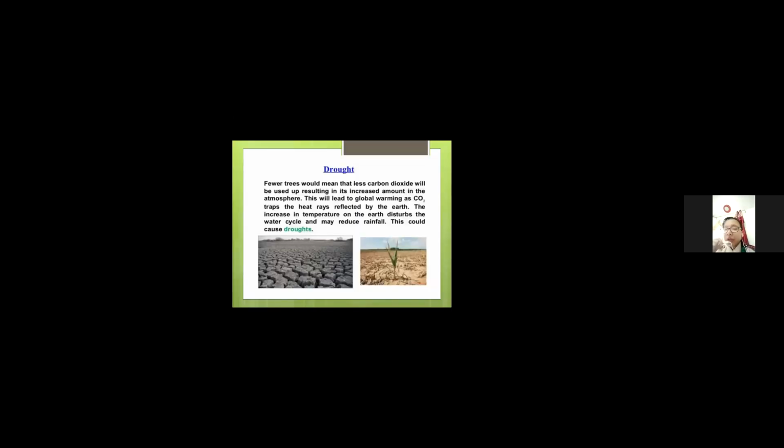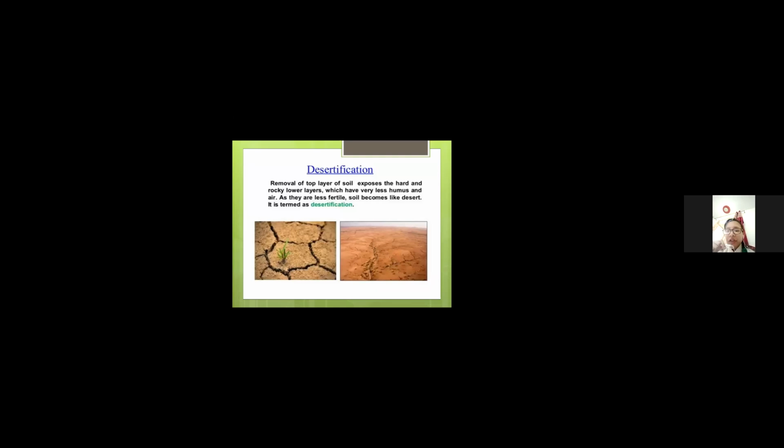Now, we will talk about droughts. The increase in the temperature on the earth disturbs the water cycle and may reduce rainfall. This is called drought. Now, desertification. What is desertification? Desertification refers to the process of fertile land becoming unproductive. It means that land struggles to grow any type of vegetation due to the lack of minerals and nutrition in soil.